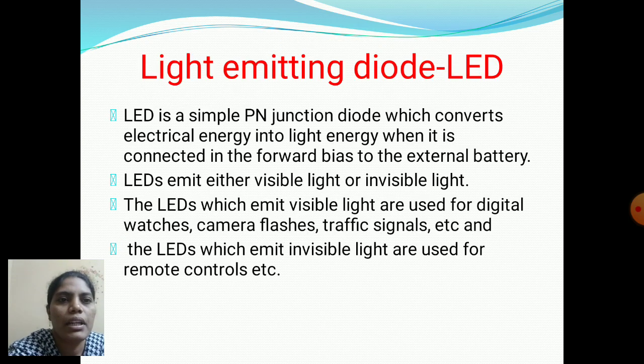Now, what is light emitting diode? It is a simple PN junction diode which converts electrical energy into light energy when it is connected in forward bias to the external battery. These emit either visible light or invisible light. The LEDs which emit visible light are used for digital watches, camera flashes, traffic signals, etc. And the LEDs which emit invisible light are used for remote controls.